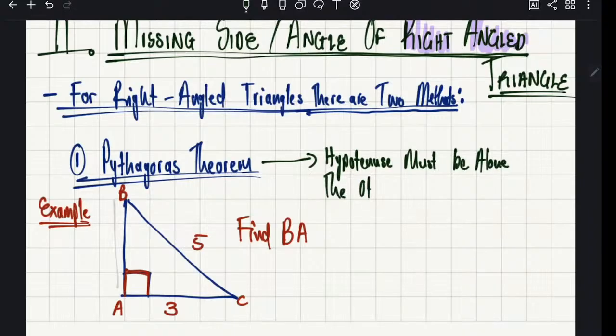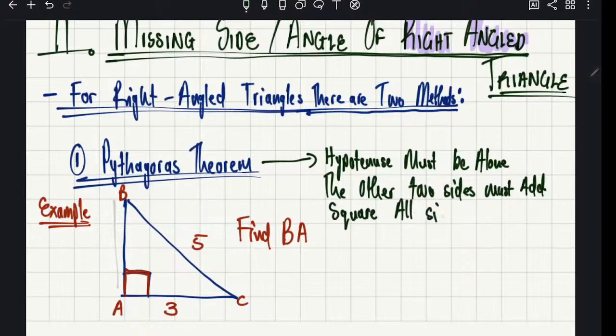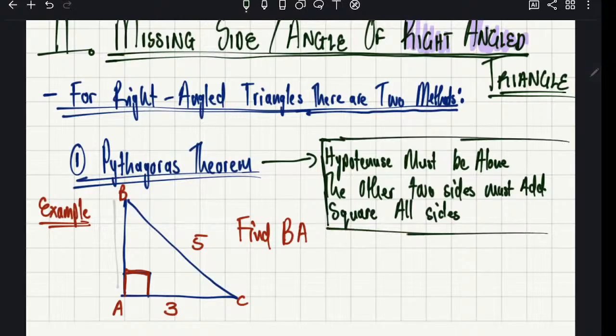The other 2 sides must add to each other. And the third thing it says is square all sides. This is what Pythagoras theorem does. So, you have a triangle with a right angle? Yes. First thing you must check is, can I use Pythagoras?